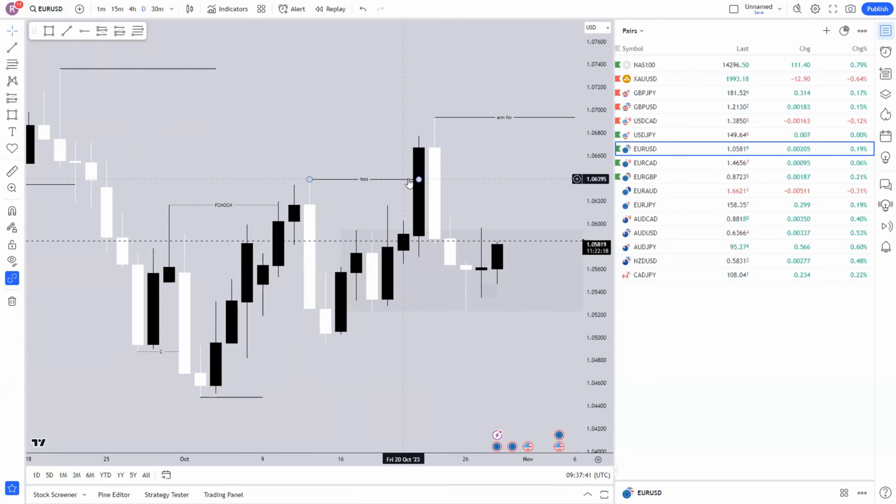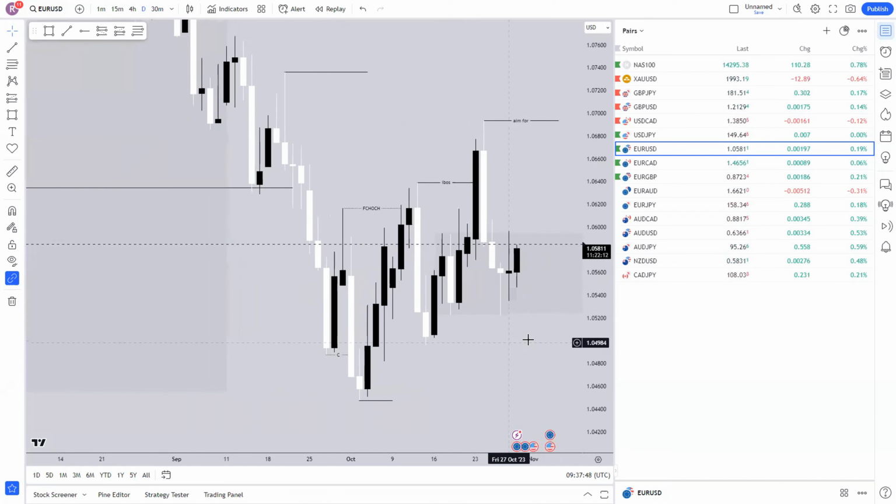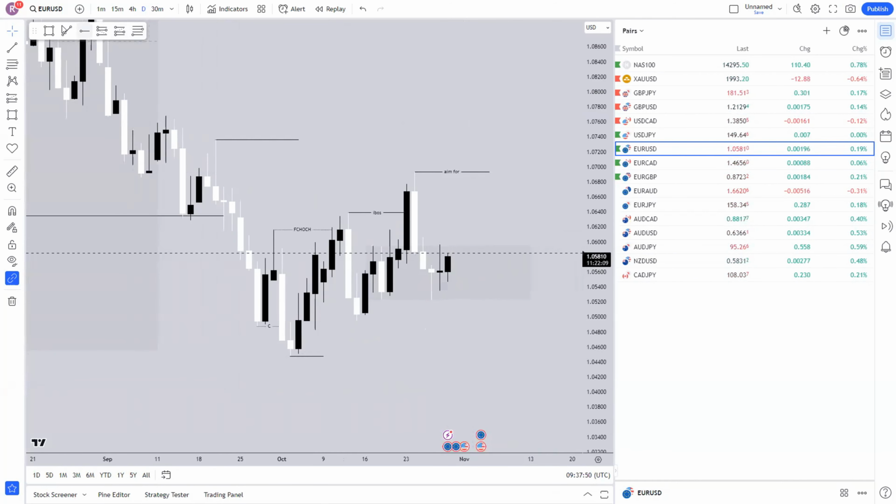So after we have this confirmation here, I was ready for price to pull back into here, into this valid demand zone. So if you look at it, this whole zone right here is valid demand, okay? This whole zone. But we don't want to take this whole zone, okay?